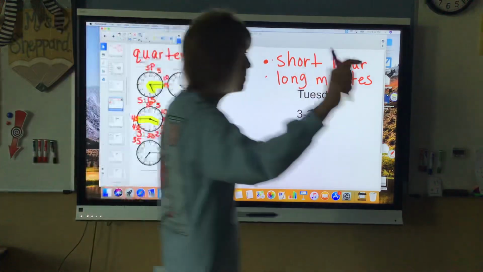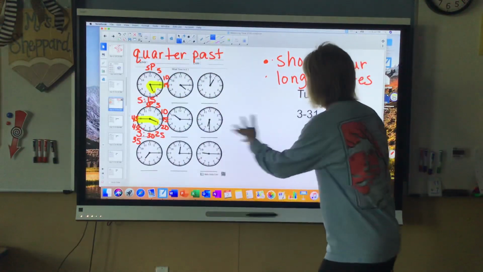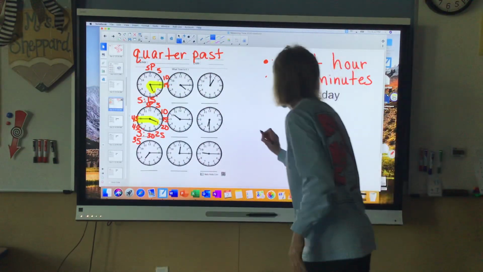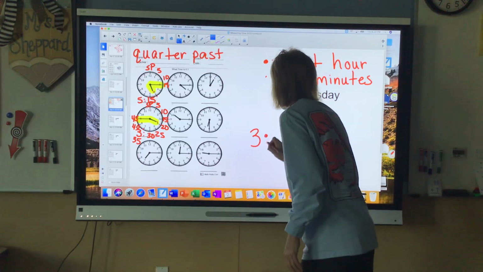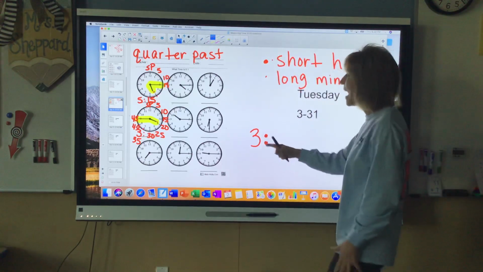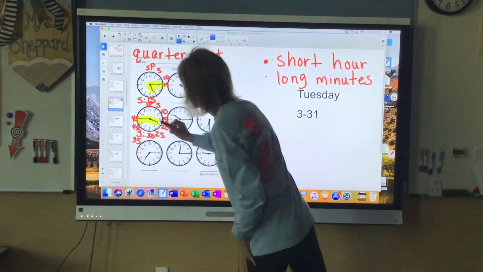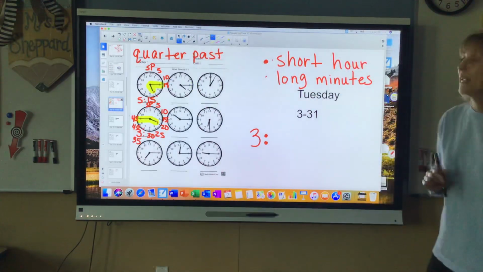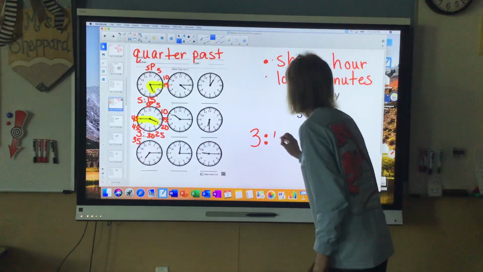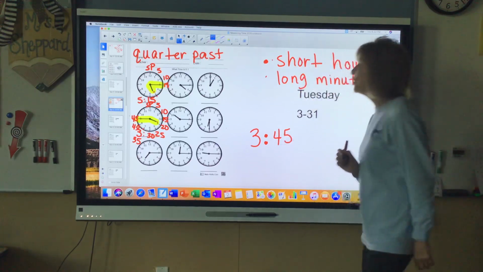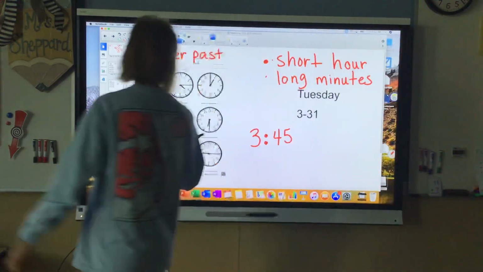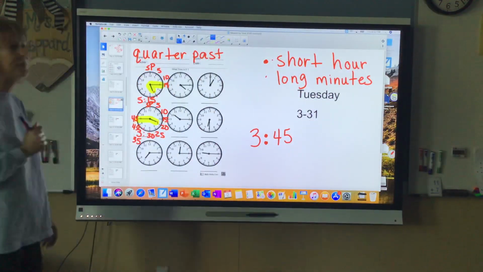I do this all the time on Fantastic Five. I'm going to come over here to this big open area. Remember, I had already said my hour was 3 because my shorthand was between the 3 and the 4, and my minutes are going to be 45 because that's where my longhand stopped.